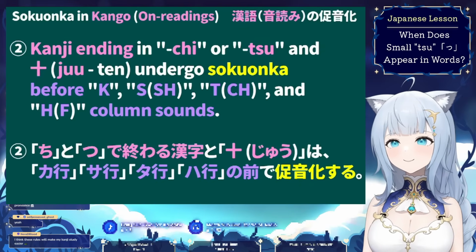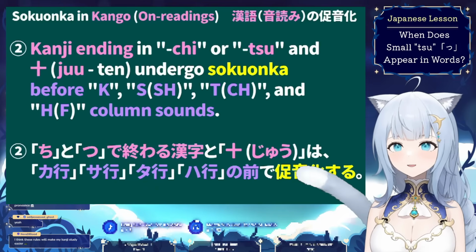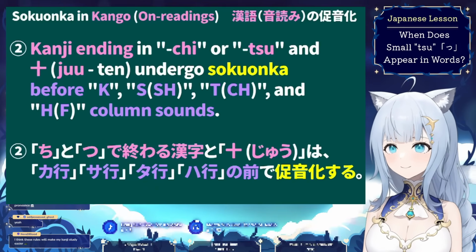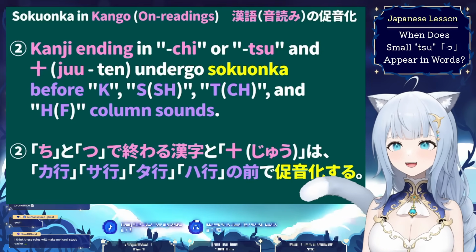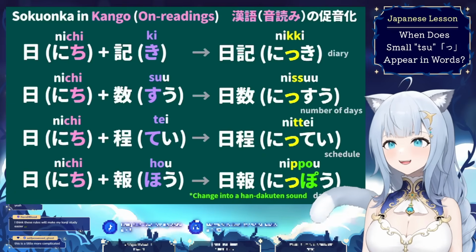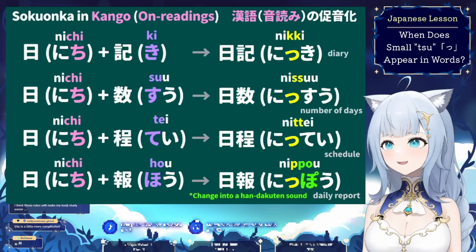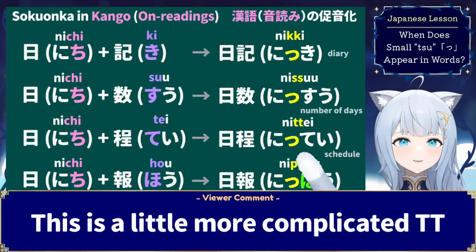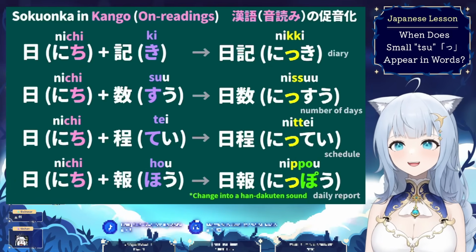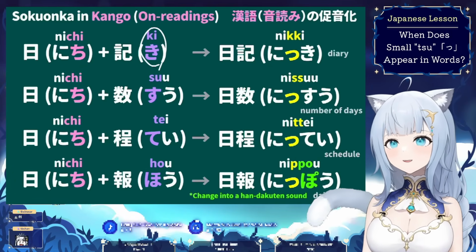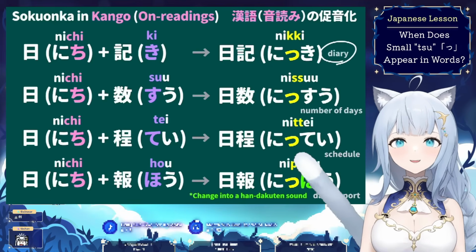Rule number 2. Sokuonka in kango on readings. Kanji ending in chi or tsu undergo sokuonka before K, S, T, and H column sounds. Example, the last sound is chi, nichi. Nichi kanji means day or sun. It's a little bit more complicated because there are a lot of patterns. Nichi, the last sound is chi, and ki is K column. So it means diary. But it's not nichiki, it's nikki.